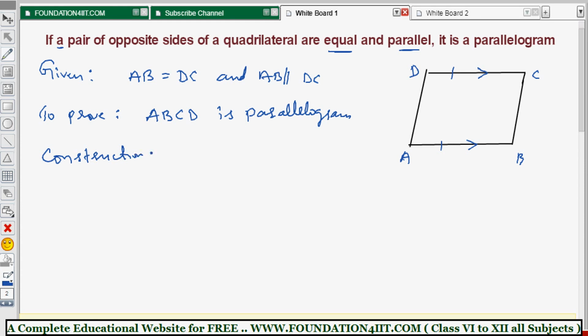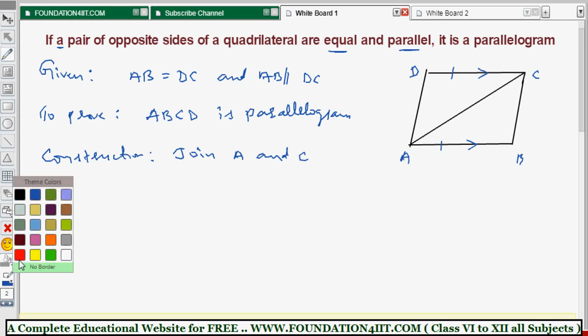So I'm doing one construction here. Just join A and C. So it is a diagonal construction. Join A to C. Then ABC is a triangle and ADC is another triangle. So the construction is: join A and C, so vertices A and C are joined. So AC is a diagonal. Okay, now let's see the proof.